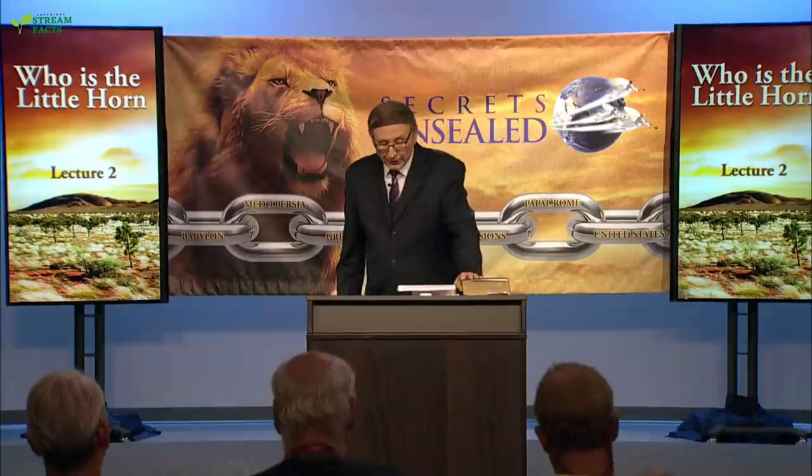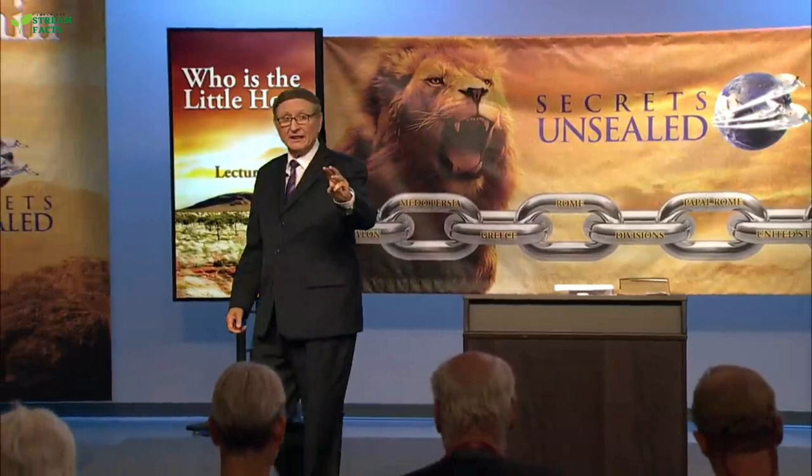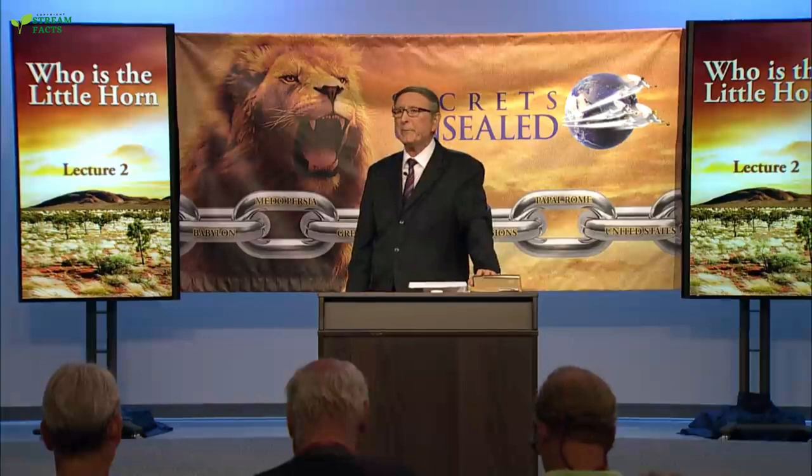It's interesting to notice characteristic number four. Are you clear in the first three characteristics now? Is the papacy a Roman power? Yes. Did it rise to power after the divisions of the Roman Empire? Yes. Did it uproot three of the ten kingdoms? It most certainly did. Now, the fourth characteristic is that the little horn would speak blasphemies against the Most High.